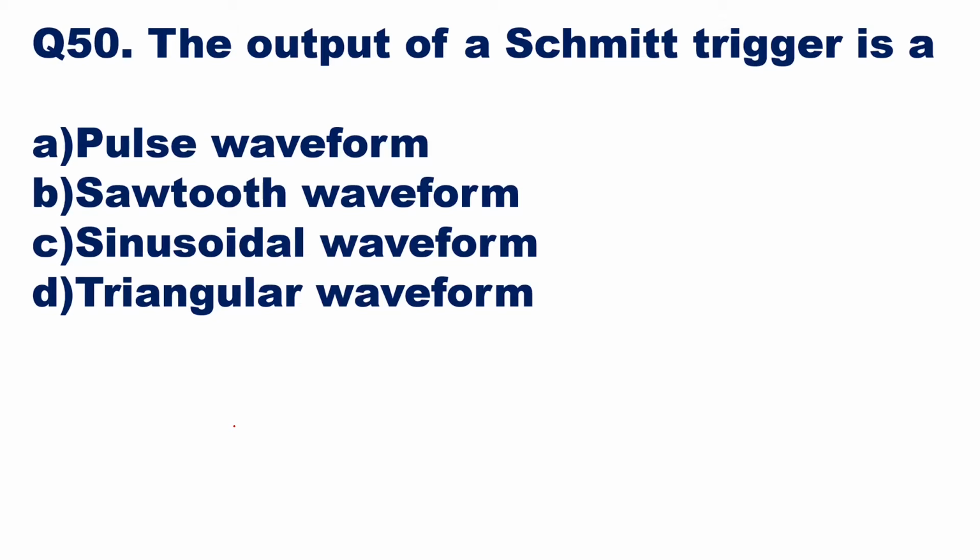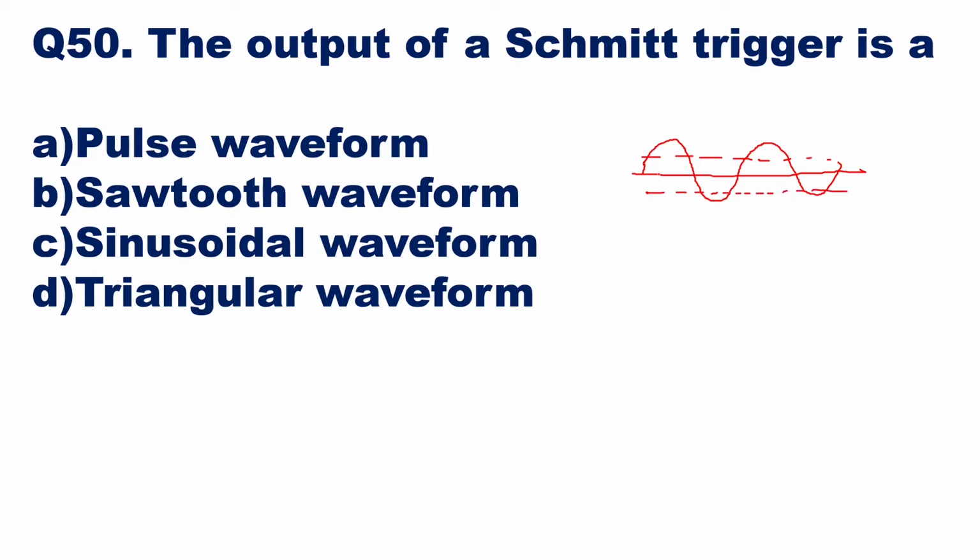The output of a Schmitt trigger is what? Options are pulse waveform, sawtooth waveform, sinusoidal waveform, and triangular waveform. If you remember the circuit of Schmitt trigger and its waveforms, say you give an input waveform as a sine wave. Then you will be having two reference points. Say if this is a zero line, then one will be called the upper threshold voltage, and the second one downward will be called the lower threshold voltage.